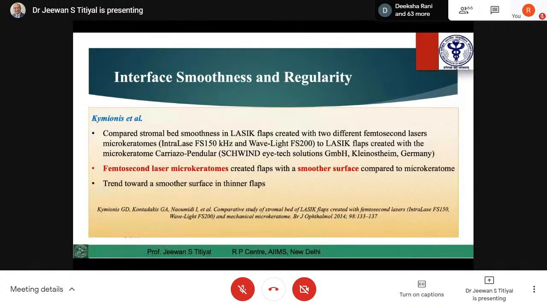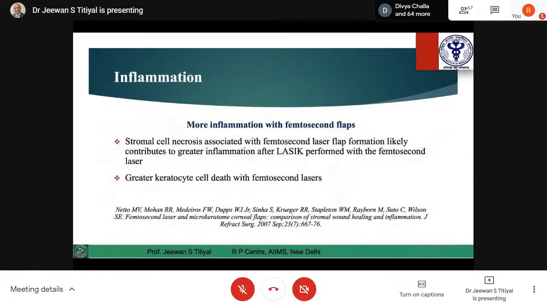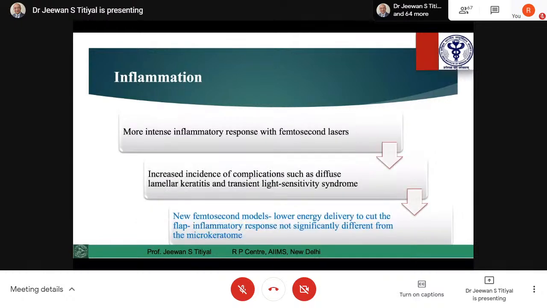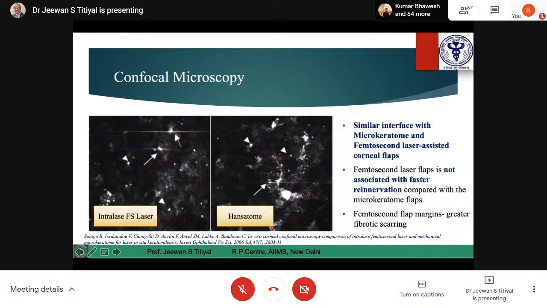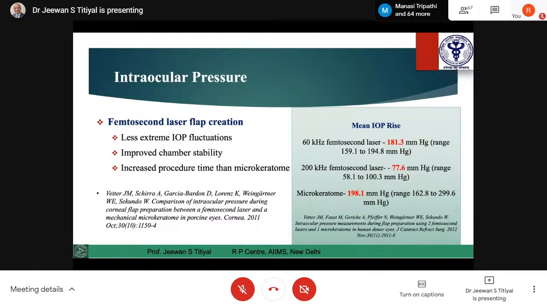Smoothness is almost the same with the femtosecond laser as well as the microkeratome. People talked about more inflammation with femtosecond laser, but with newer generation systems, the inflammation is not there at all. So these are various studies proving this. This is mitochondria being assessed for cell death, apoptosis, by TUNEL assay: Hansatome keratome, and this is an IntraLase 30. Now we have IntraLase 150. The amount of apoptosis is almost similar now. And if you look at confocal microscopy, there's no difference in terms of keratocyte activity.